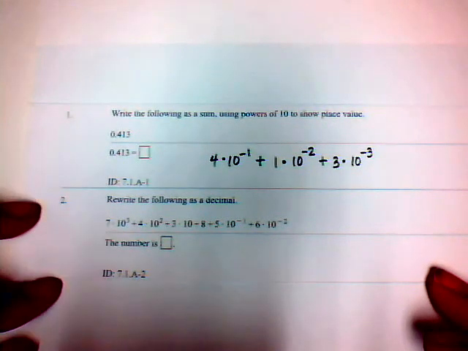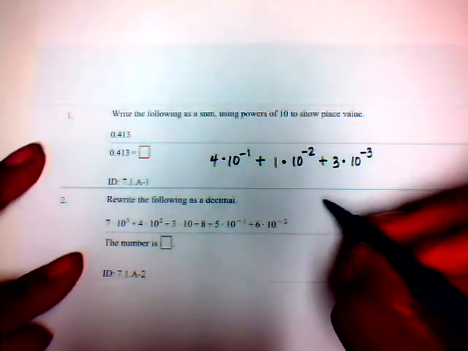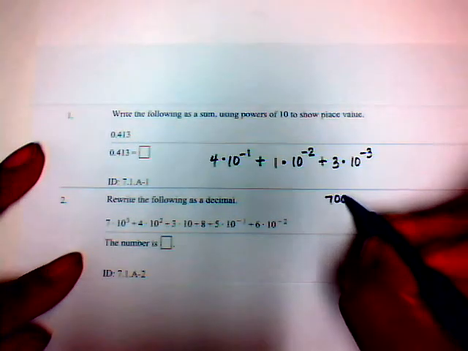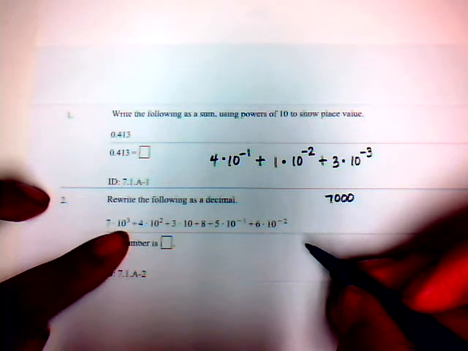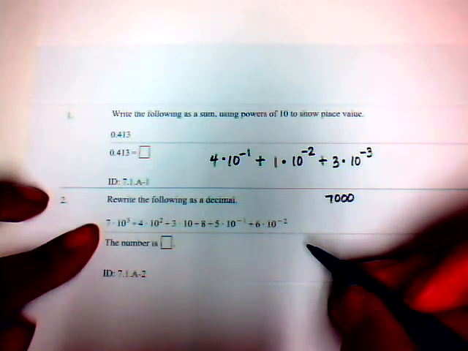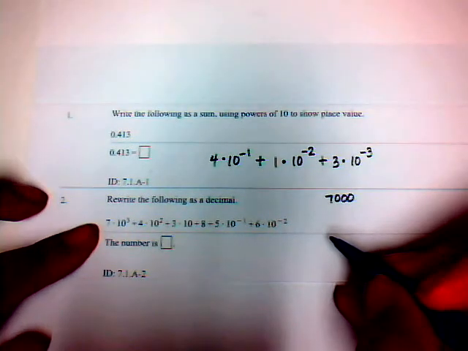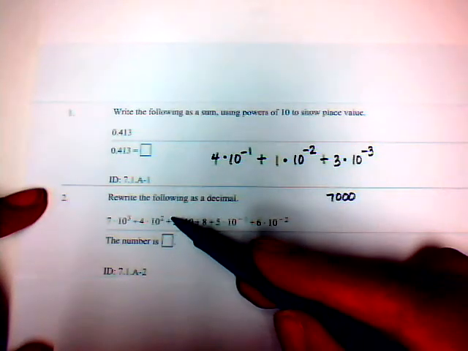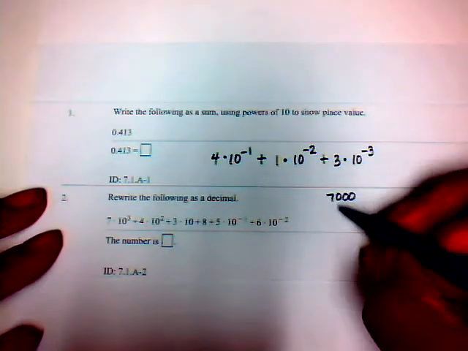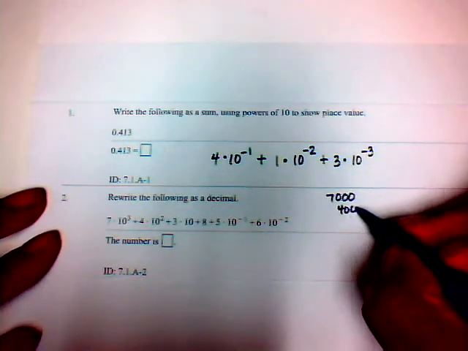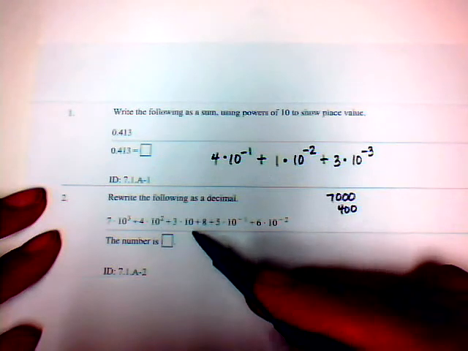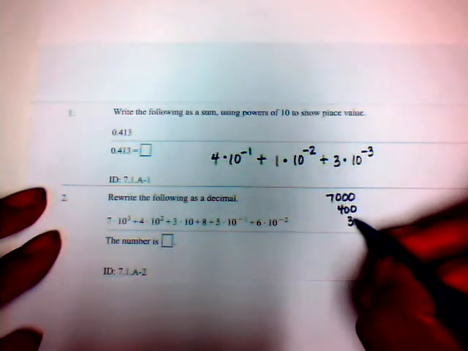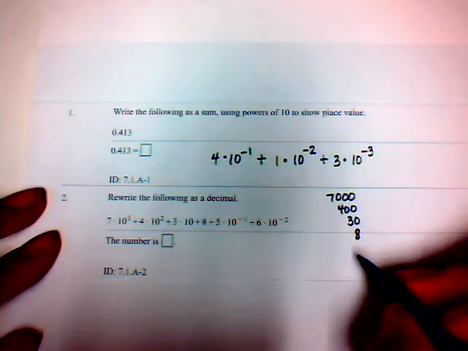Well, 7 times 10 to the 3rd is 7,000, because 10 to the 3rd is 1,000. 1,000 times 7 is 7,000. 4 times 10 to the 2nd is 400, because 10 squared is 100. 4 times 100 is 400. And then 3 times 10, that's 30. And then we got plus 8.